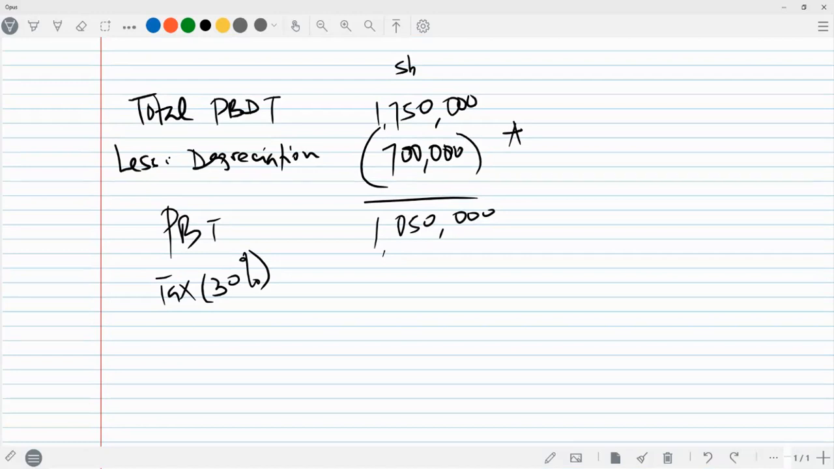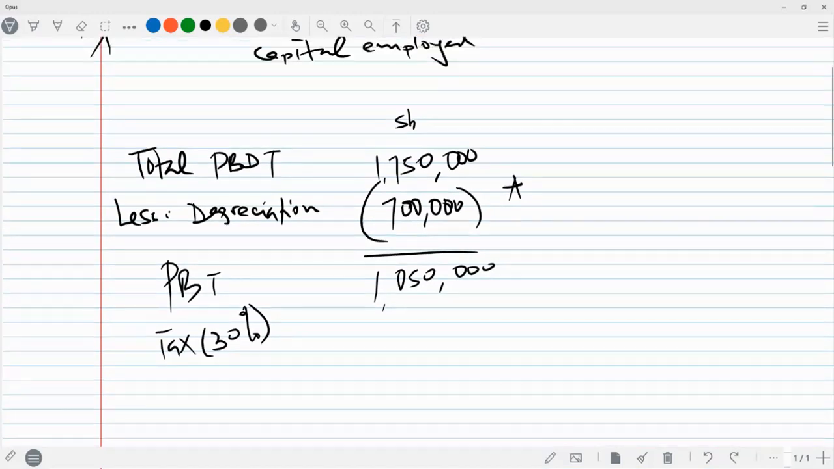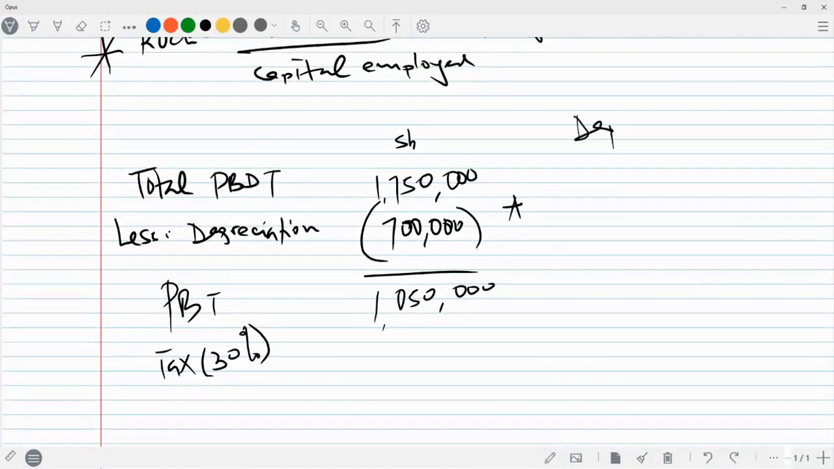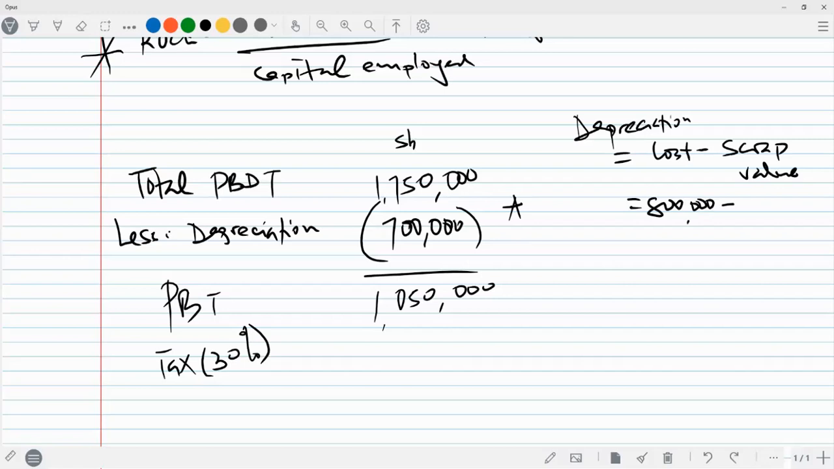Excuse me. How have you gotten the 700? Okay, the depreciation is equal to the cost of the asset minus the scrap value, the disposal value. The asset was bought at 800,000, and its disposal value is 100,000. Therefore, its depreciation over those 7 years is 700,000. Is it clear? Yes, clear. Okay.